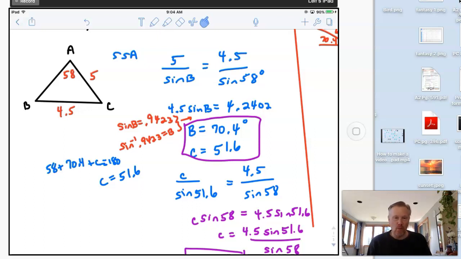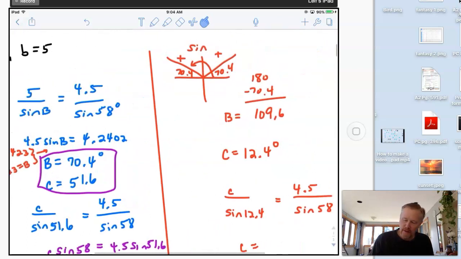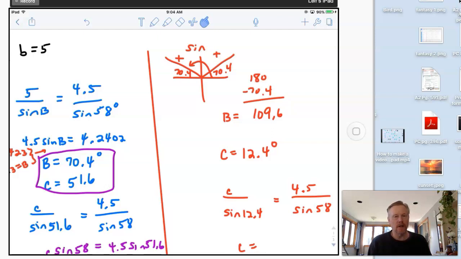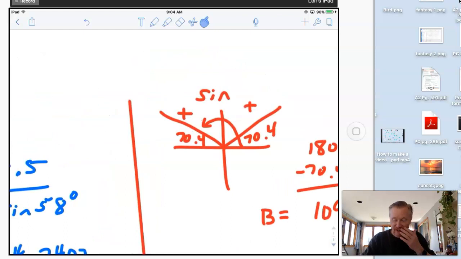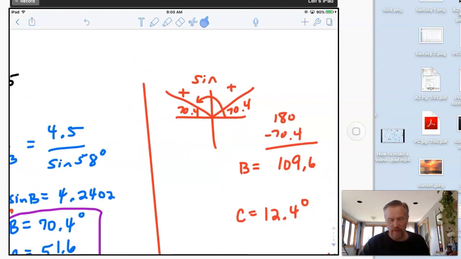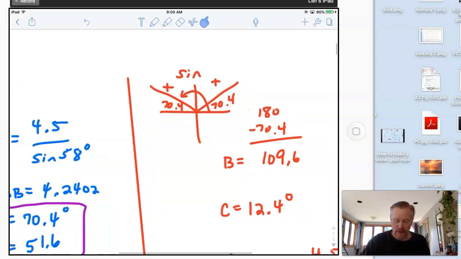Now, I know that there can be more than one different triangle here. I already know that angle A is what it is, but let's say angle B could be two things. Let's say angle B could be obtuse or acute, which means that, we know the sine is positive in the first two quadrants, so I take that 70.4 and subtract it from 180, and I'll find the obtuse angle that this triangle also could be, which in this case would be 109.6.